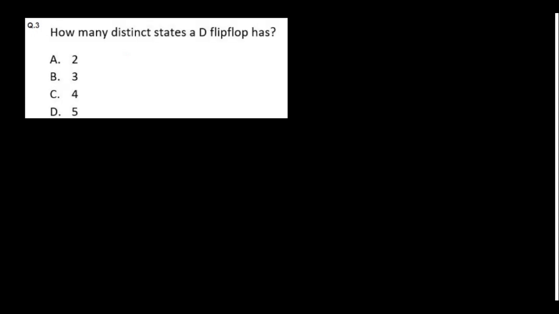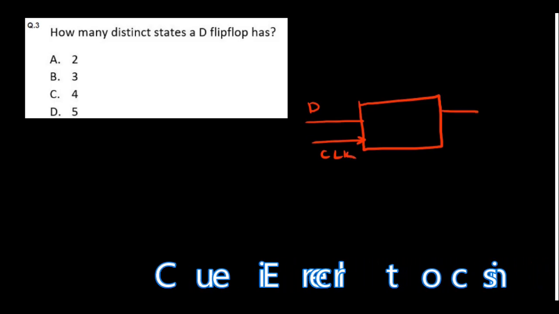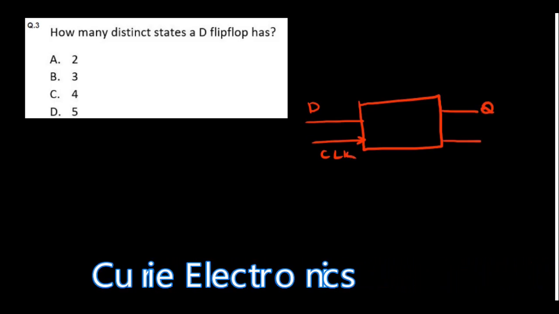How many distinct states does a D flip-flop have? A D flip-flop means just a data flip-flop. Data will be there, and there will be a clock. We will have output Q and Q complement. So the data can be either 1 or 0. So only two states are there for the D flip-flop.